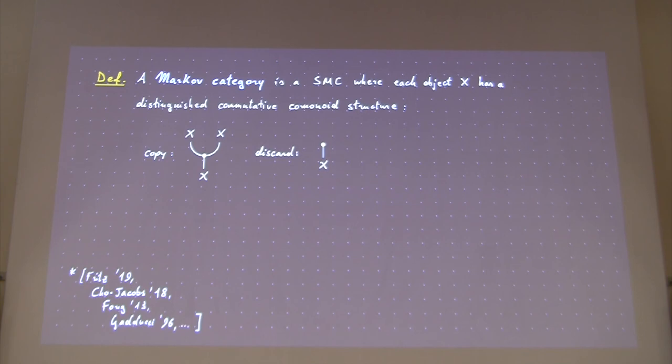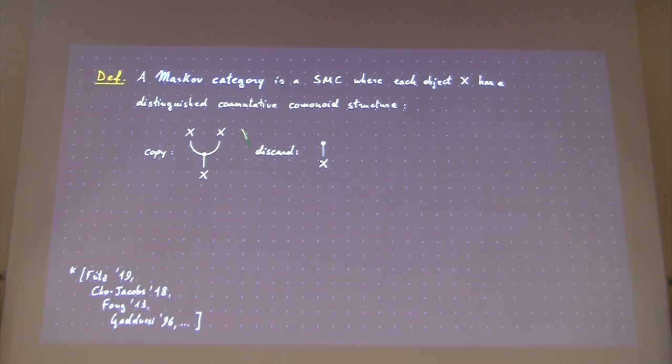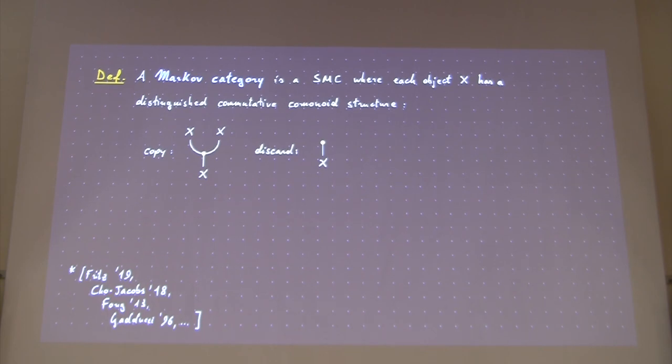Okay, so a Markov category. I use the definitions following Fritz, but a lot of other people have defined several similar structures independently. Okay, so this is just the latest iteration.